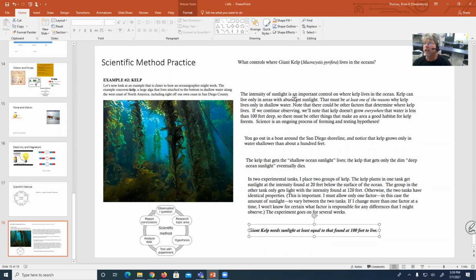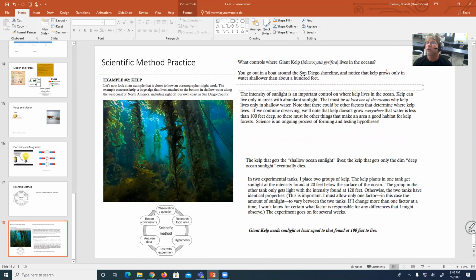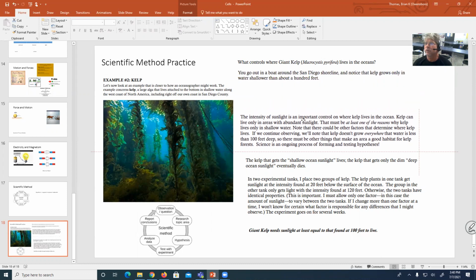The intensity of sunlight is an important control where kelp lives in the ocean. That doesn't really sound like research at this point. That sounds like I've already done my research. You go out in a boat around San Diego shoreline and notice that kelp grows in water shallower than 100 feet. That sounds like I'm getting my hands dirty. I'm actually doing some research. So that's going to probably be your second step. So I'm going to move this down a little bit.